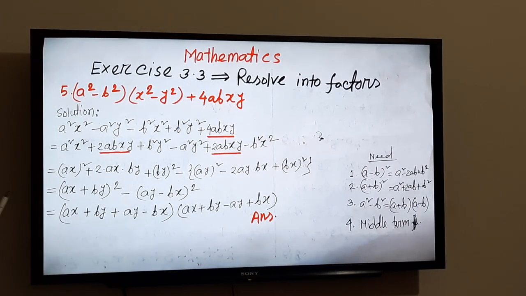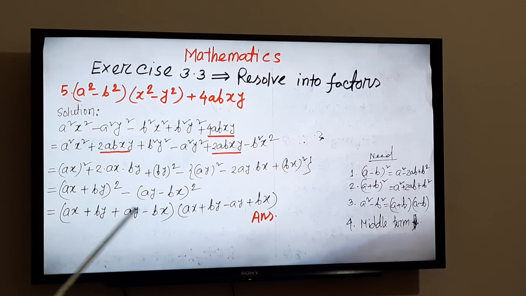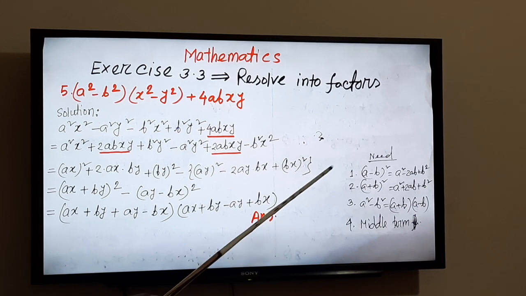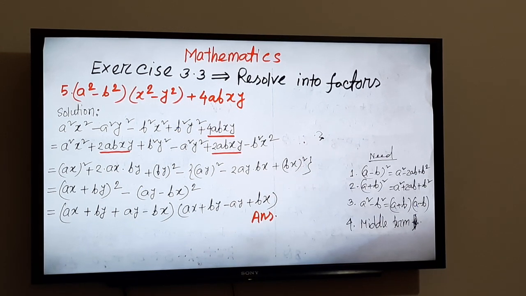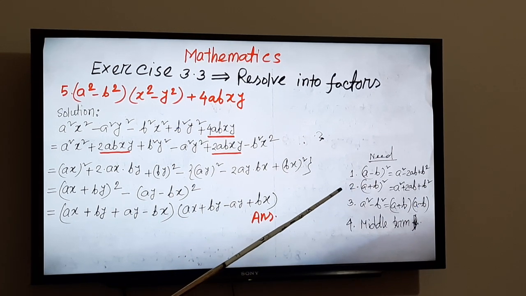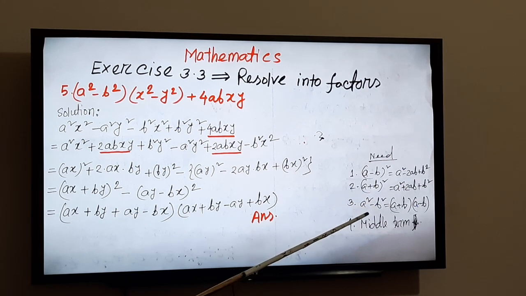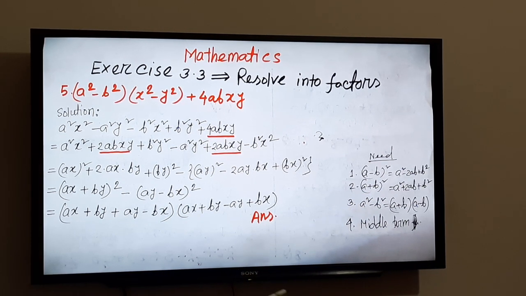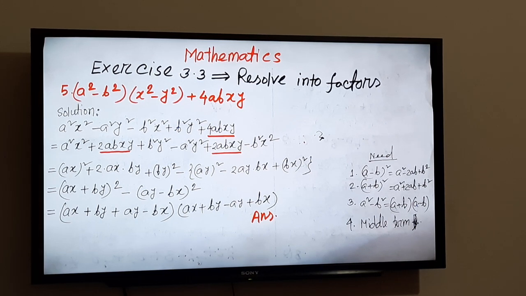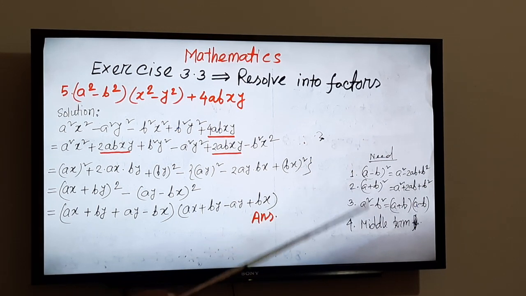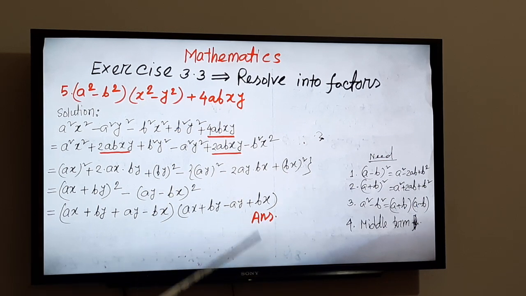Question 5. At first you have to know the algebraic formulas for this exercise. A minus b whole square is equal to a square minus 2ab plus b square. Second, a plus b whole square is equal to a square plus 2ab plus b square. And third, a square minus b square is equal to a plus b into a minus b. These are important for this exercise. You have to memorize them, then we can observe this question.